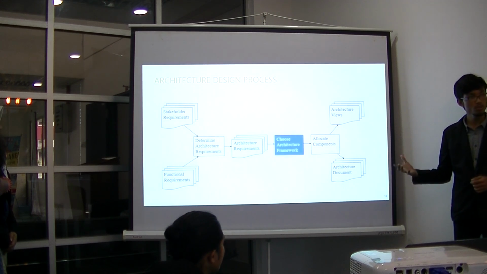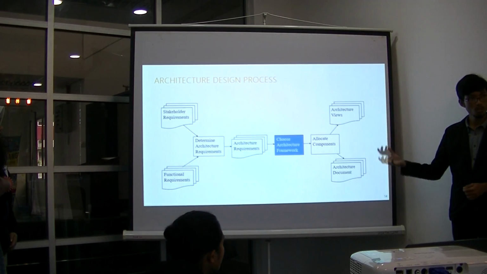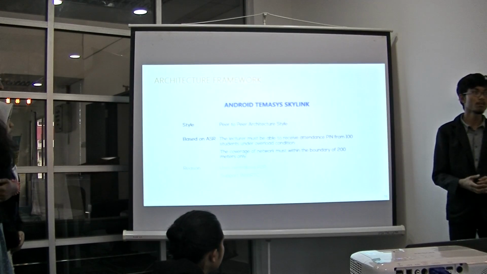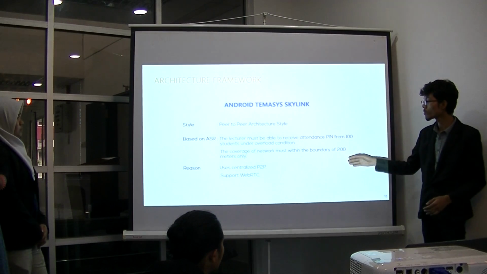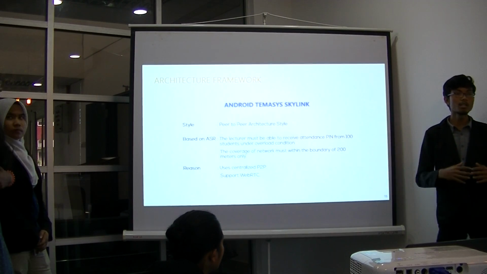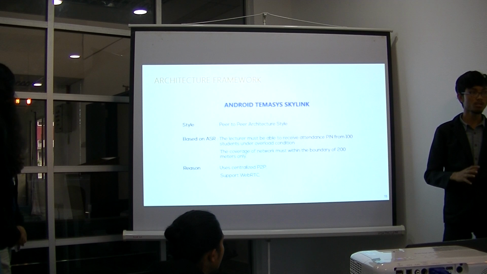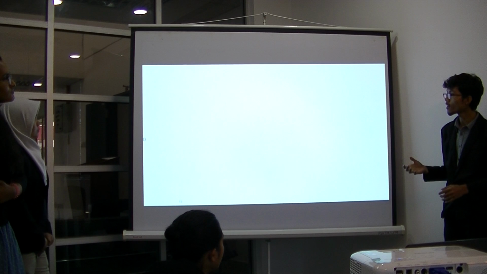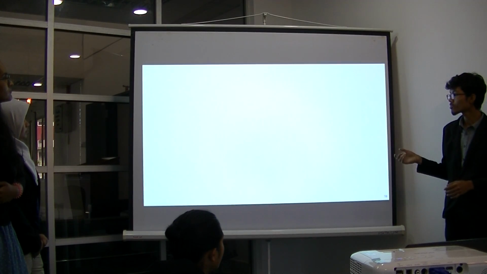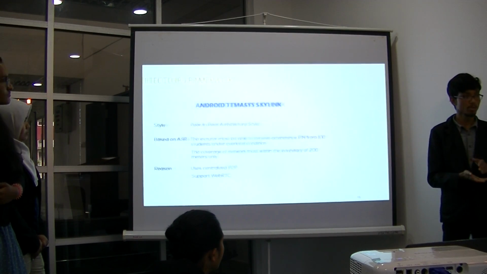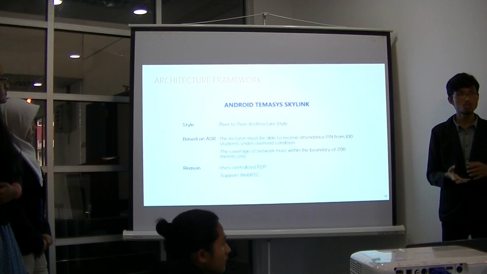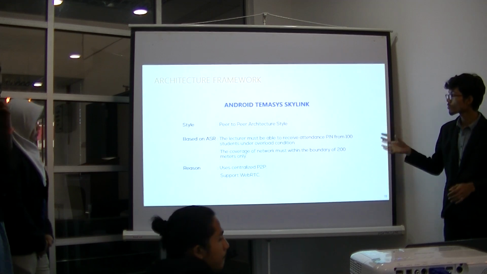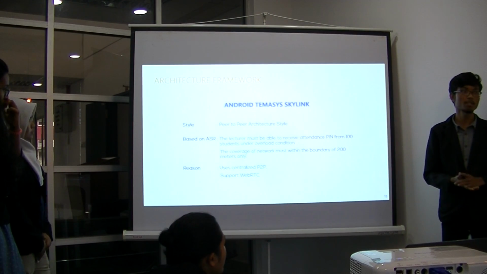The next process is choosing the framework from the architecture requirement. The framework that we use is Android Synopsis, because as you can see here, the network coverage must be within 200 meters. We assume that a class might have a network coverage of 200 meters. That's why we use the peer-to-peer update style. Android Synopsis is built on top of peer-to-peer, and we have functionality that allows MC students to access the lecture through live video conference. Android Synopsis allows us to do that.